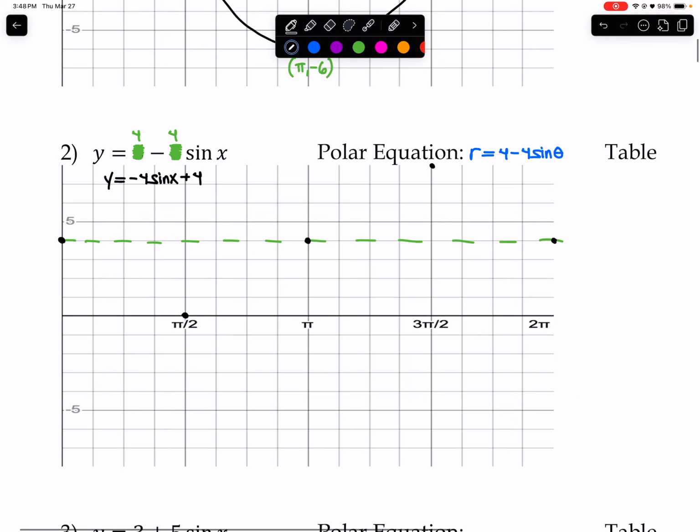So my graph will look something like that. I kind of missed. I'll do it again. I'm not sure if that's better or worse, but you know what?